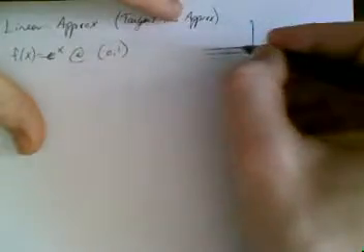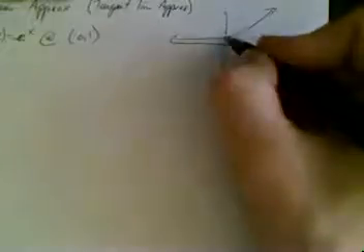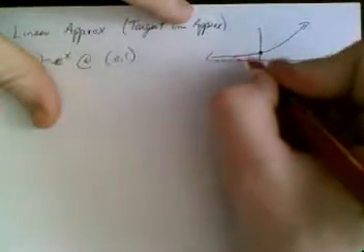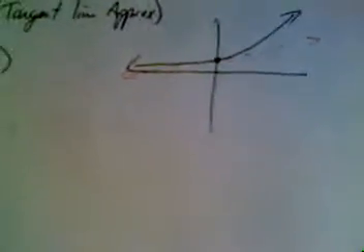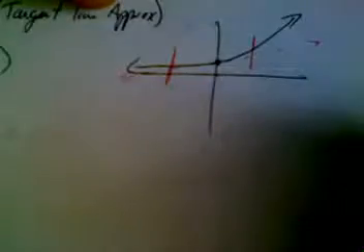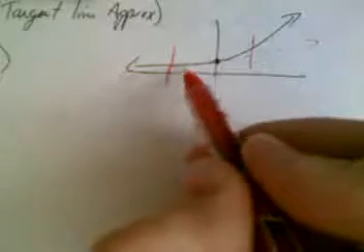The idea is this. E to the x looks like this. At this point 0, 1, which is right here, I want to come up with a line, specifically a line, not a curve, that's going to approximate this function around that point. In red is the tangent line that I want to create. It's accurate from about here to about there.